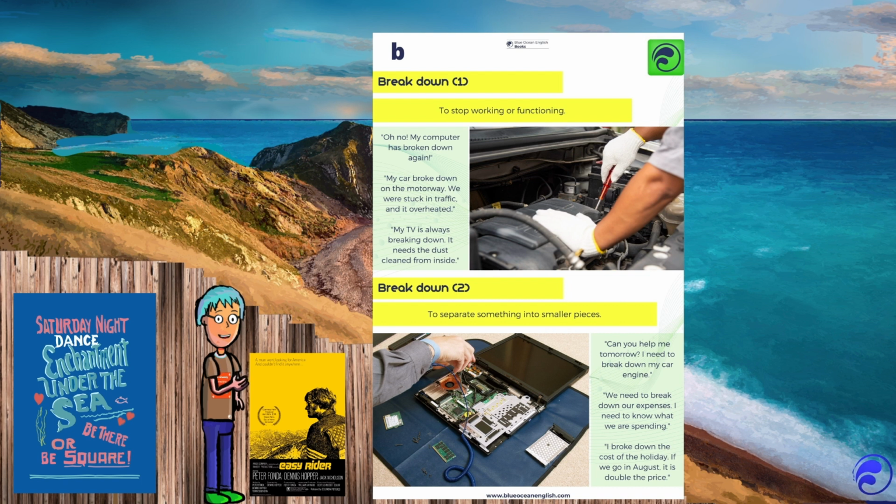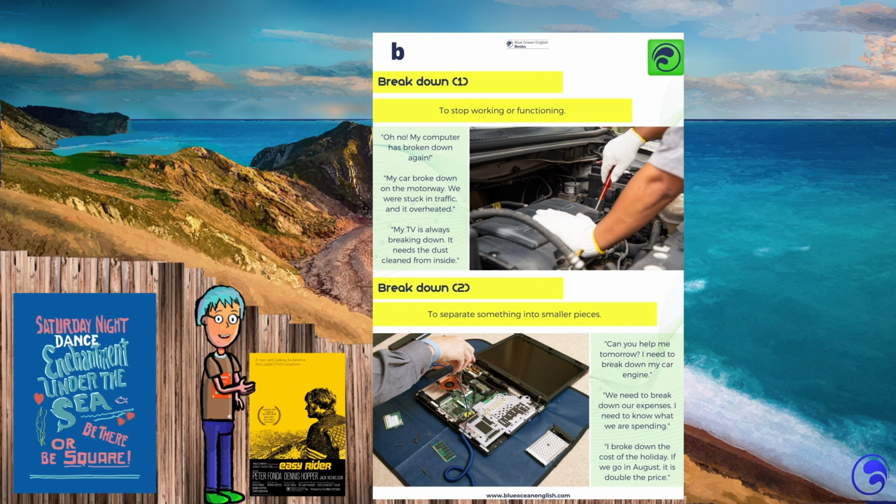So the first example, can you help me tomorrow? I need to break down my car engine. So I need to take my car engine, break it down into small pieces. The second example, we need to break down our expenses. We need to know what we are spending. So we need to take what we're spending, our expenses, and separate them into smaller pieces.